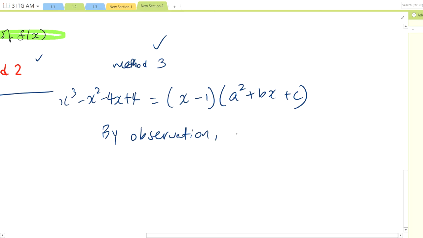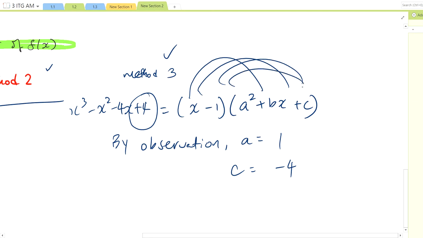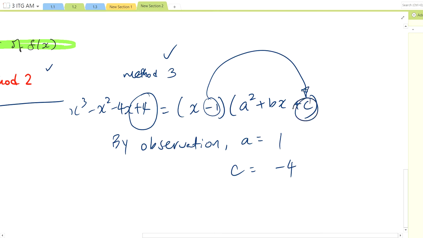what can you tell me about the values of a, b and c? Let's start with the easy one. a equals 1. The constant is 4, then you're left with b, right? The only way to get a constant term is by multiplying negative 1 with c. So c must be negative 4. So now I get the value of negative 4.